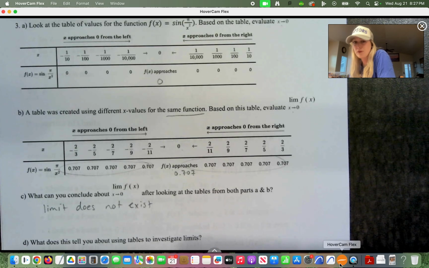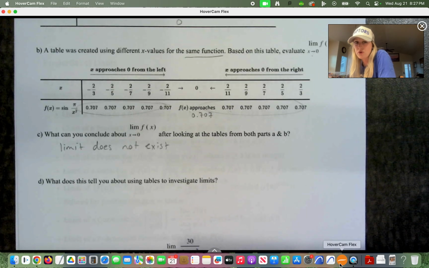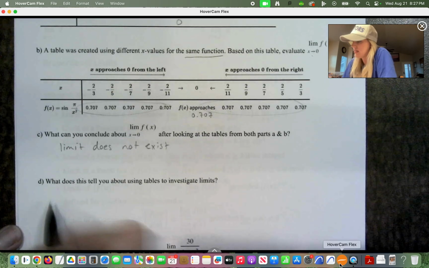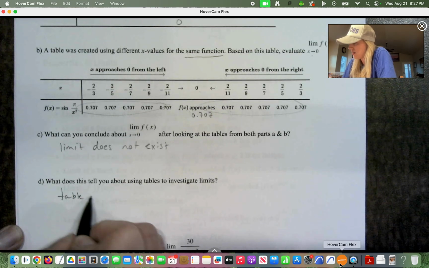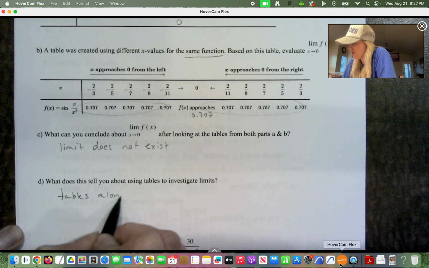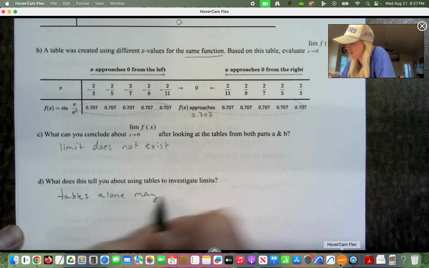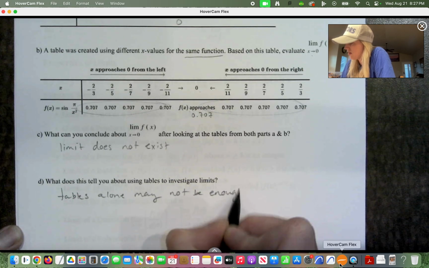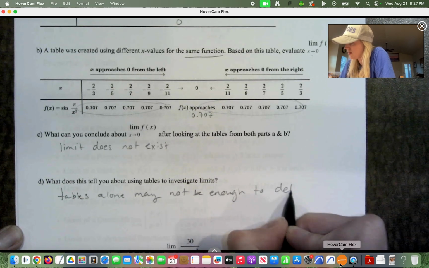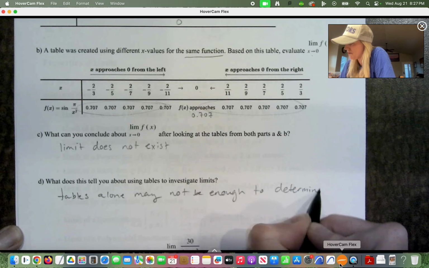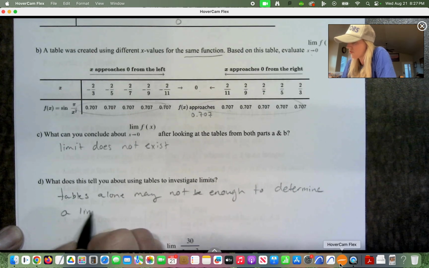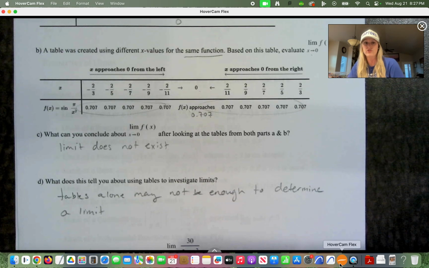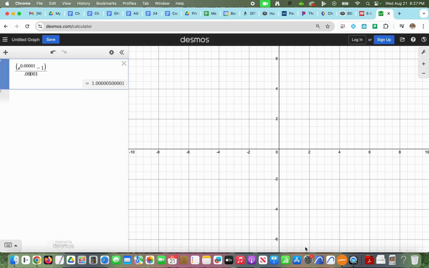Now, what does this tell you about tables is that tables alone are probably not reliable. Tables alone may not be enough to determine a limit. So as I mentioned, I would suggest graphing this as well. So I'm going to graph that function so you guys can see why the limit does not exist as well.